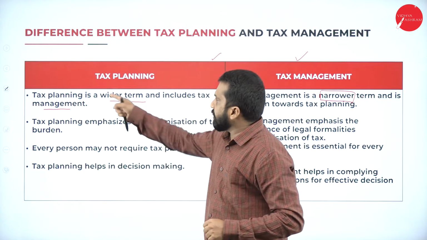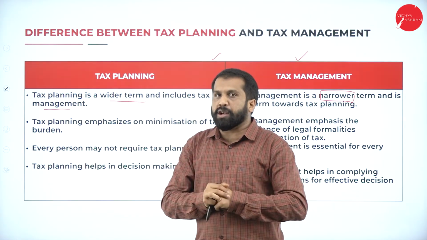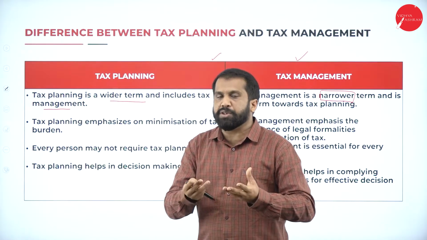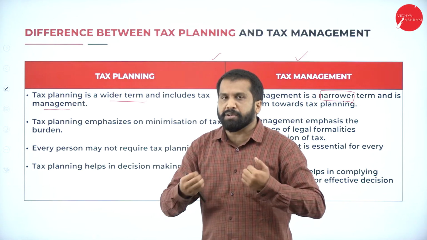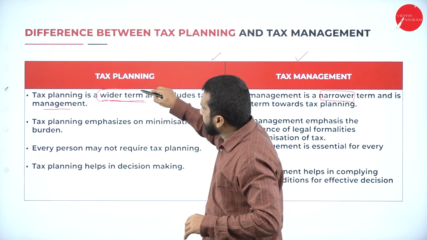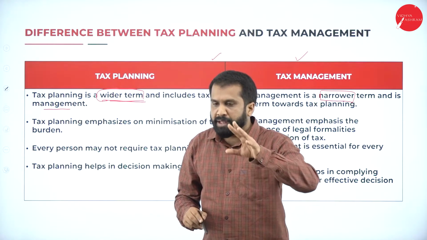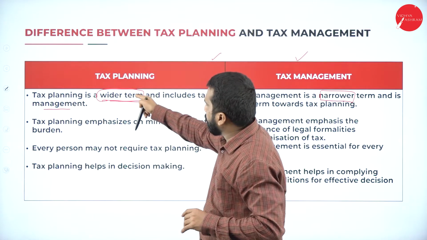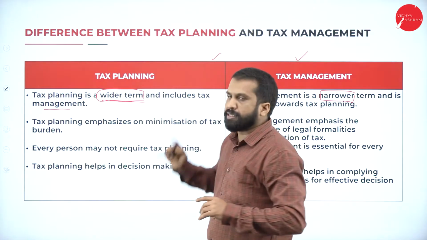But in tax planning, there is a deduction of 50,000. If you want to take it, you can take it. If you don't want it, you can skip it. That is what we call wider terms. Hope you are clear. I'll give you the best example for wider as well as narrow.